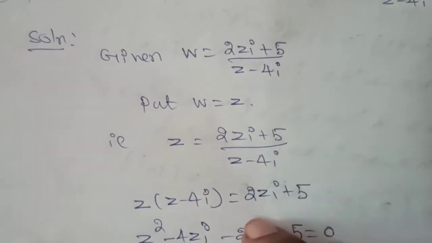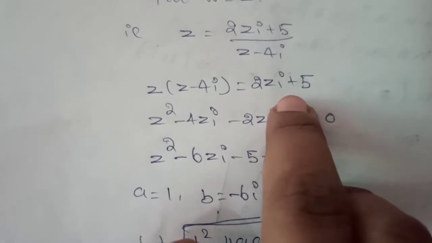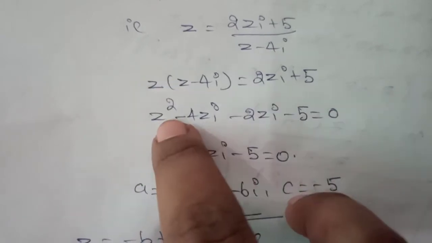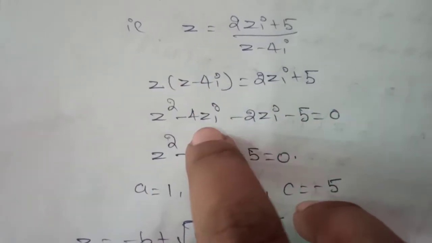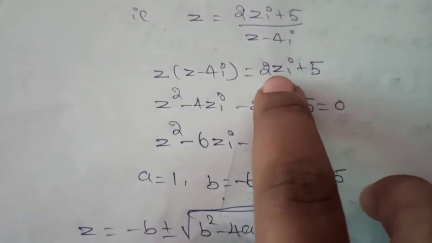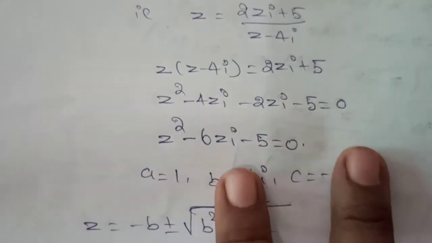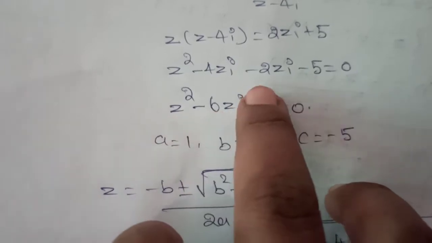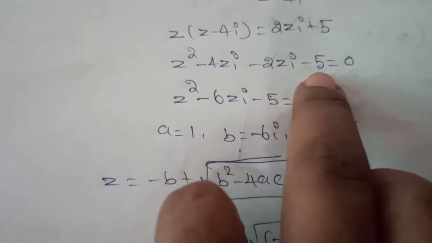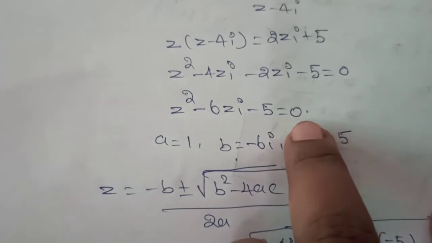Next, using cross multiplication, z into (z - 4i) equal to 2zi + 5. Multiplying z inside, z into z gives z square, minus 4zi. Bringing the right side values to the left side, minus 2zi, and plus 5 becomes minus 5, equal to 0. That is z square, then add these two terms because they are alike: minus 4zi minus 2zi becomes minus 6zi, minus 5 equal to 0.